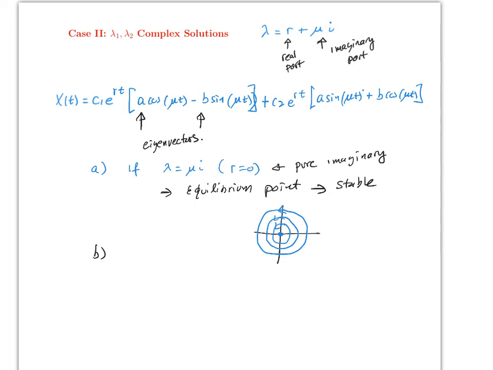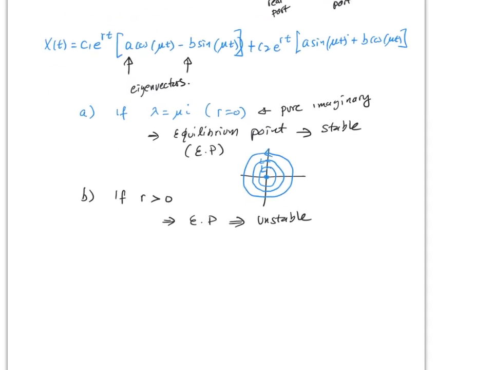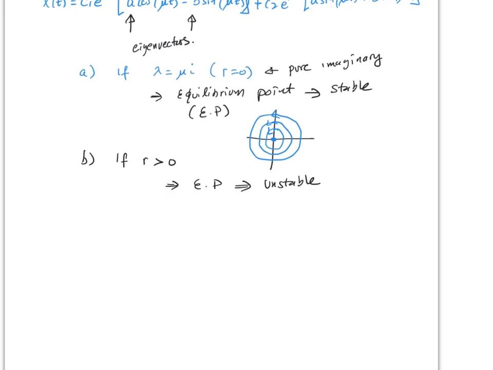Now case B: if r is positive, then the equilibrium point, I'm going to call this EP for equilibrium point, is going to be unstable, and this is called a spiral, and the path looks a little like a spiral. So you have the point here, and then this will be a spiral that is going out.